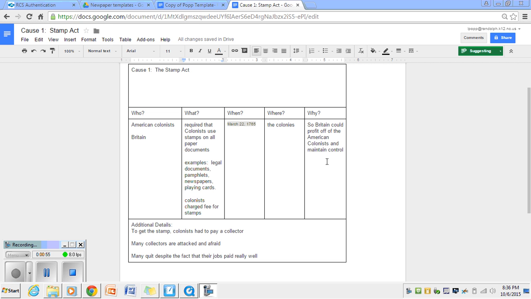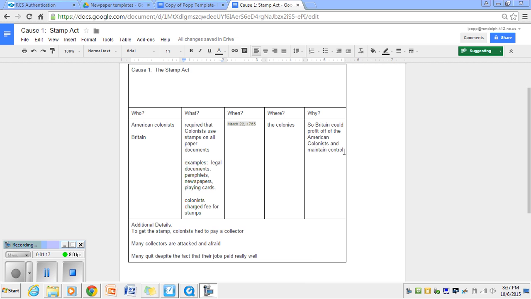And again, I'm taking the perspective of a patriot, so I want to paint Britain as the bad guy, the bully, the controlling force. And so I said here also the why is so that Britain could not only profit but also maintain control and take advantage of the colonists.